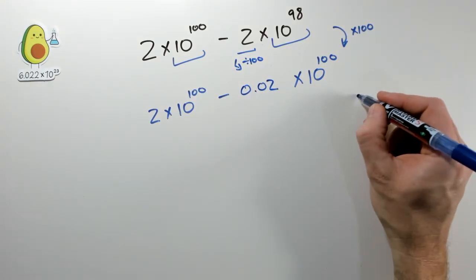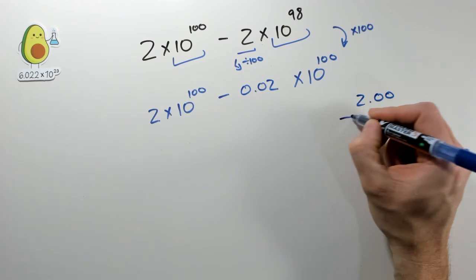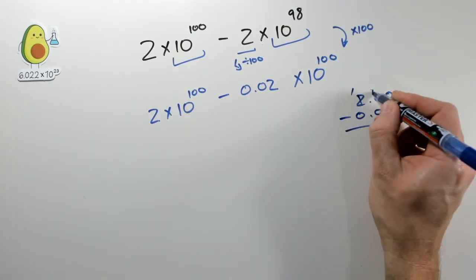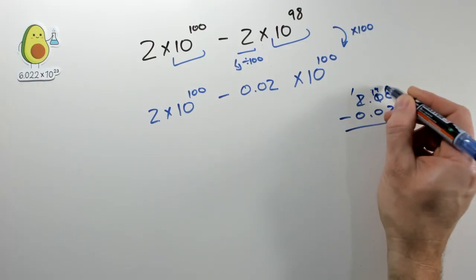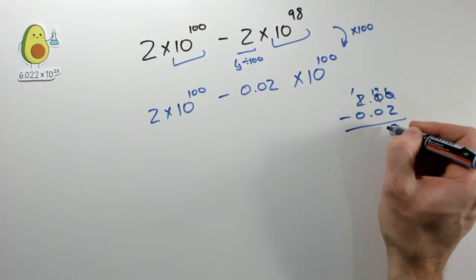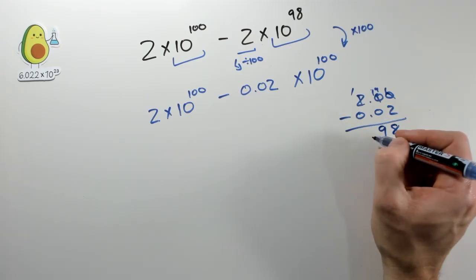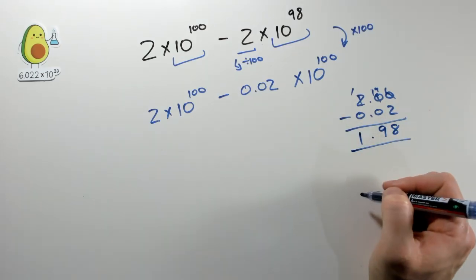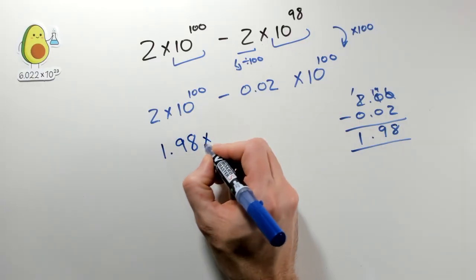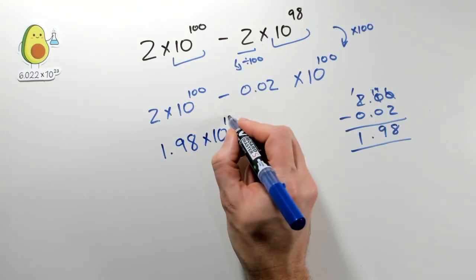And this I can do on the side. So 2.00 minus the 0.02. And I'm going to borrow... well, I didn't have to scratch that out. Take a 10 minus 2 is 8, 9 minus 0 is 9, and then the 1 there. Okay, so it's going to be 1.98 times 10 to the power of 100.